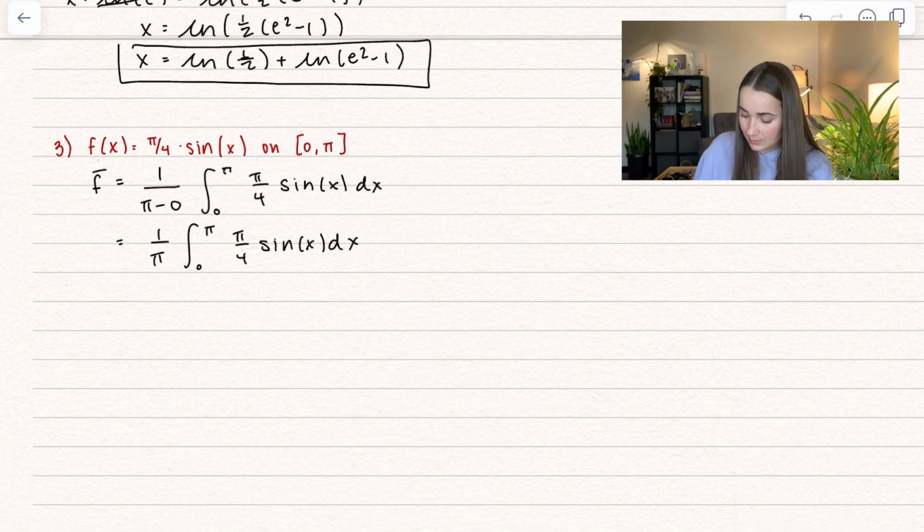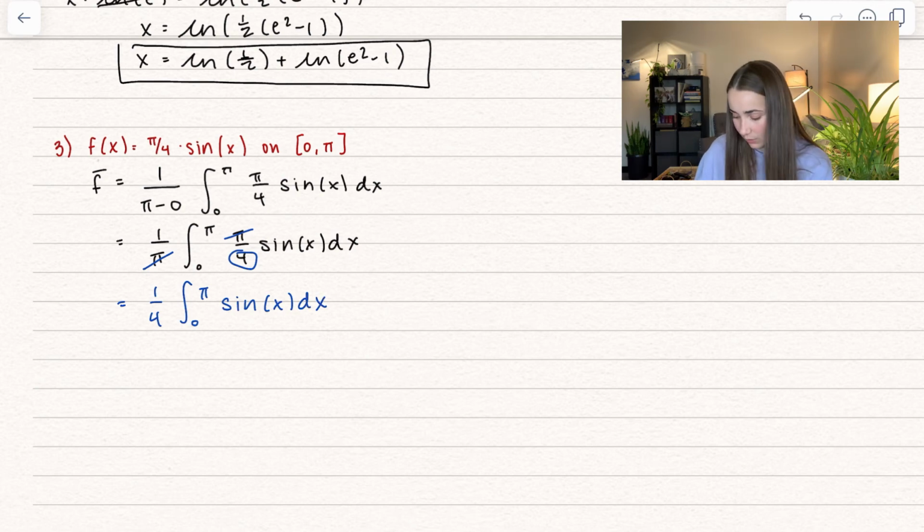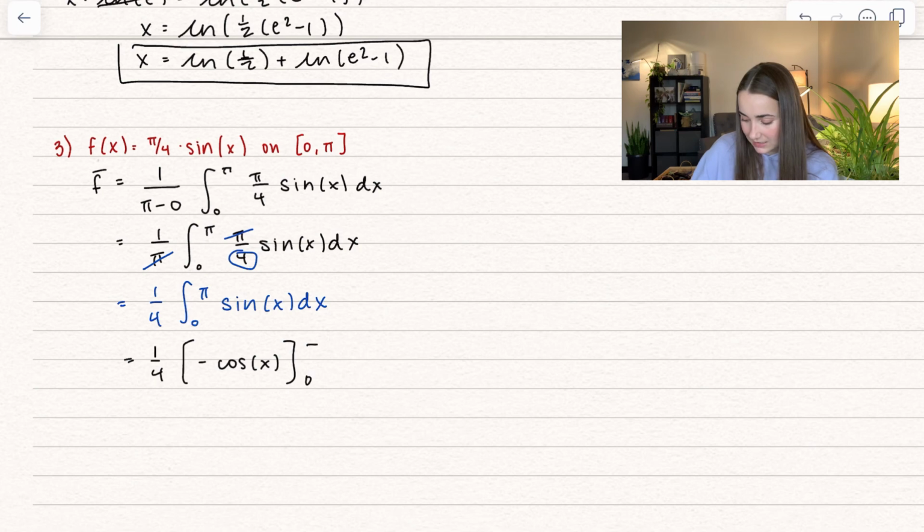So if you wanted, you could simplify this first. Notice that the pi's cancel out and we're just left with a 4 in the denominator. Here we can rewrite that as 1/4. We can bring that scalar out to the outside. And now we're just integrating sine of x in terms of x. So if that's a bit simpler for you, you can totally do that. Here we get 1/4, and we'll take the antiderivative, so that becomes negative cosine of x. And then we're integrating this between 0 and pi.